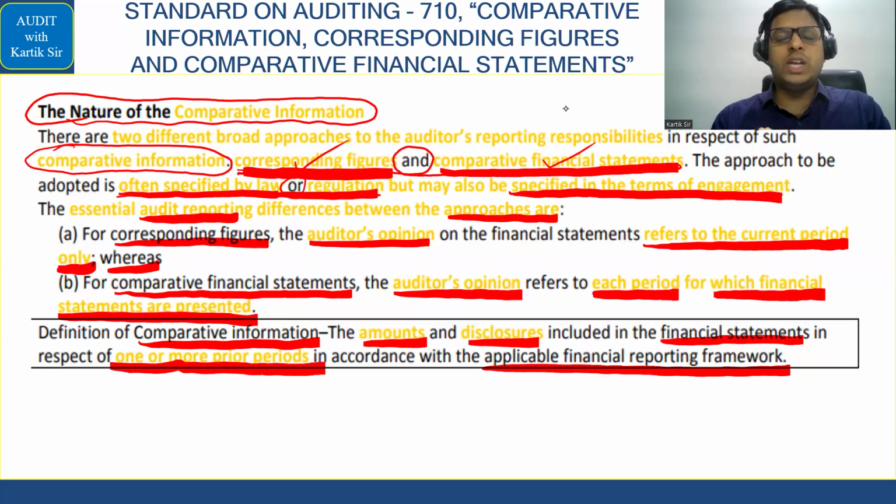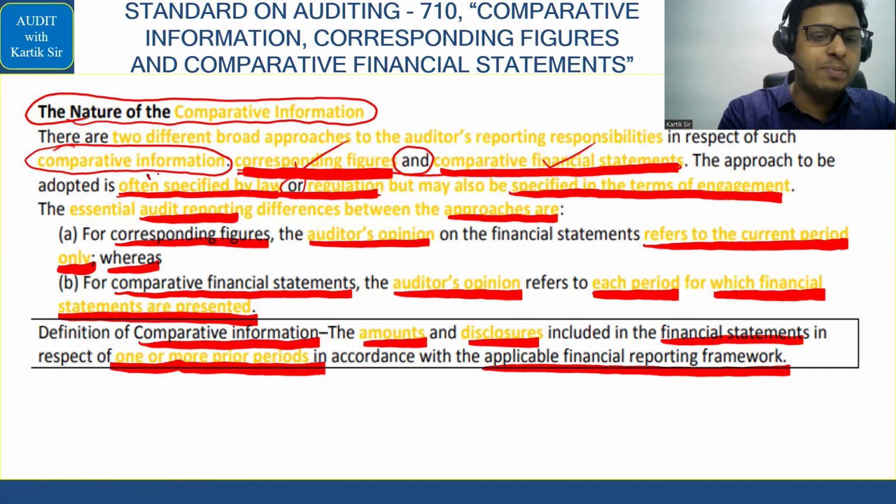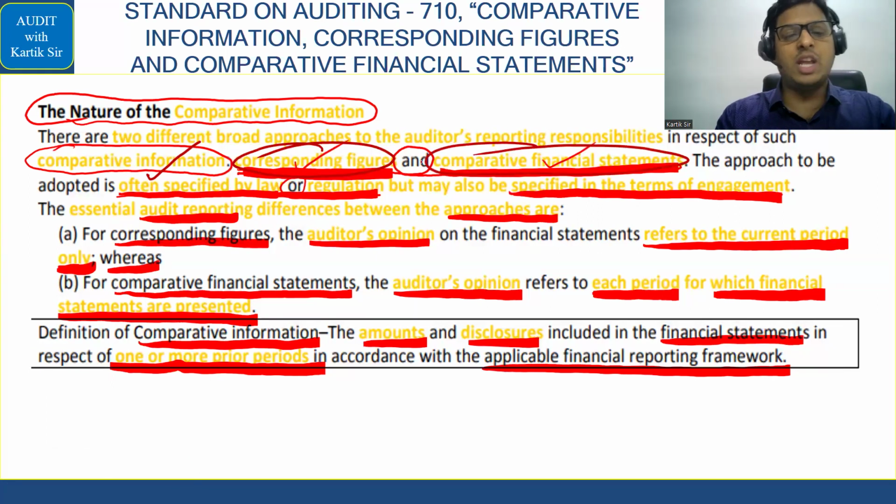Okay. Now let's start with SA 710 revision. 710 is a pretty important one. It is called comparative information, corresponding figures, and comparative financial statements. First you have to understand that comparative information means corresponding figures and comparative financial statements. Both of these together make up comparative information.